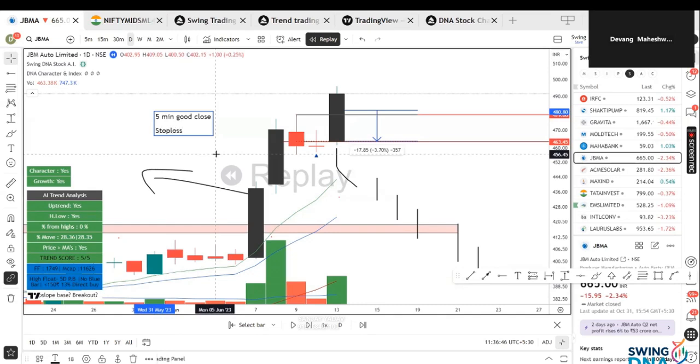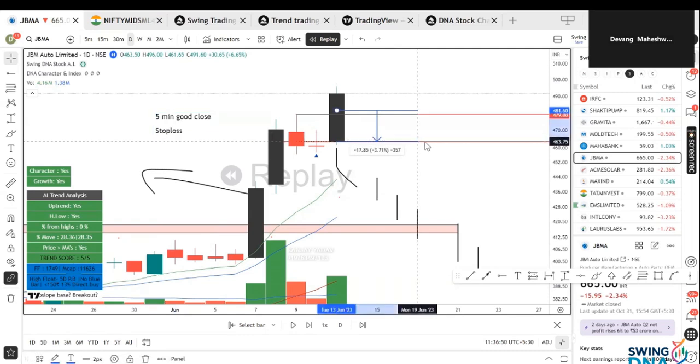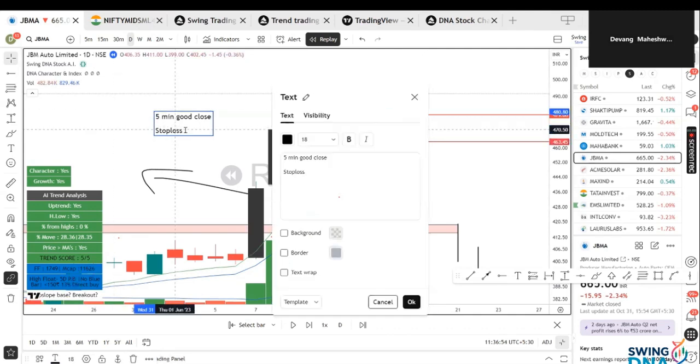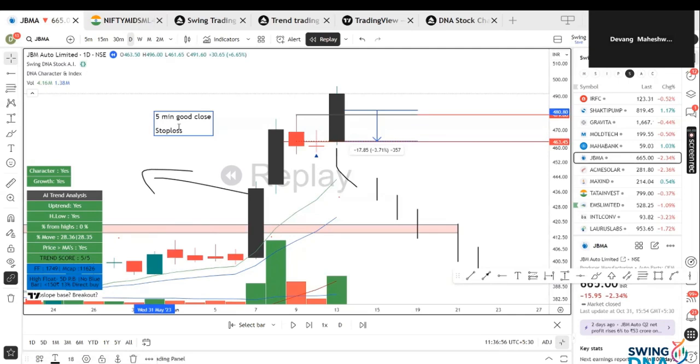For stop loss, this is your level. In this case, for example, 3.7%. And for this, you don't need to wait for any closing or something like that. If it touches the stop loss level, you get out.